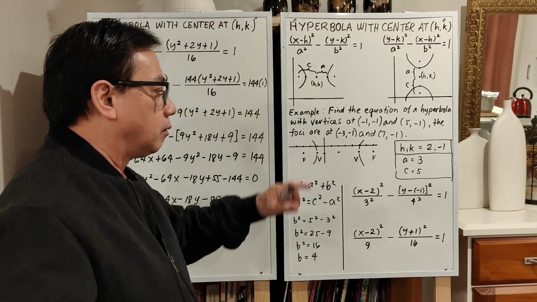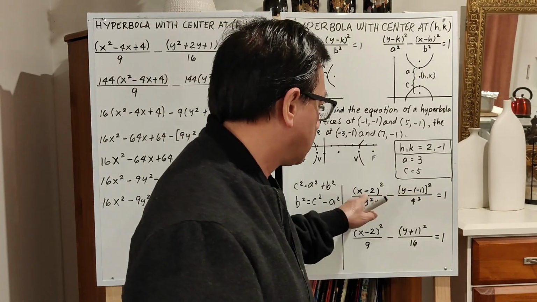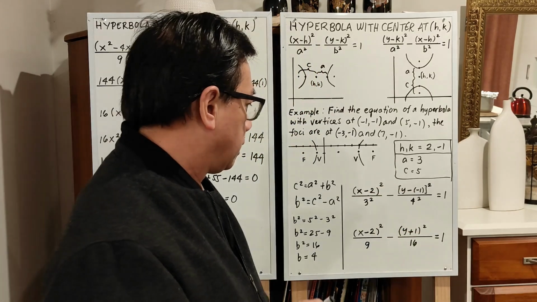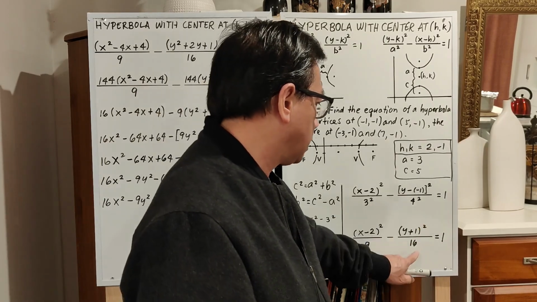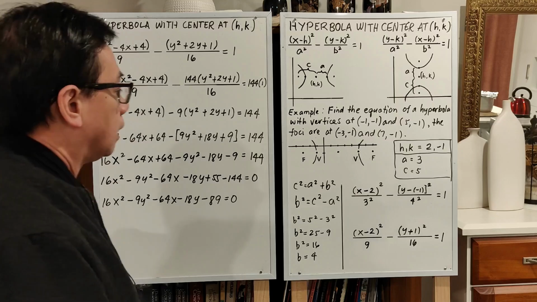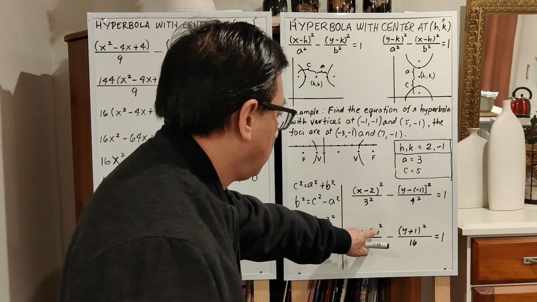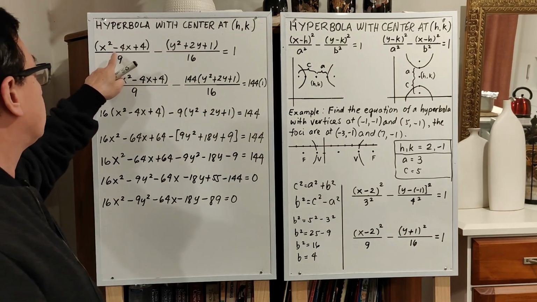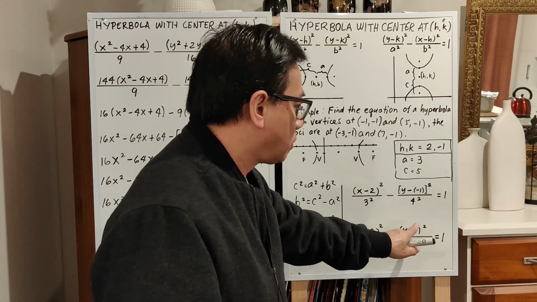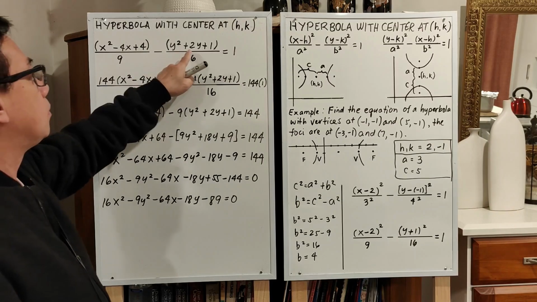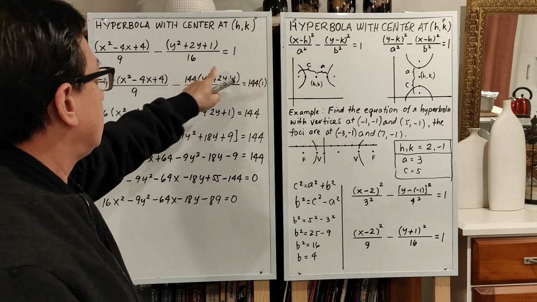Now if you want to make it into a regular equation, we can multiply these two binomials and remove the denominator. So 3 squared is equal to 9, 4 squared is equal to 16. Then we multiply this one and this one. So (x minus 2) times (x minus 2) will be x squared minus 4x plus 4. (y plus 1) times (y plus 1) is equal to y squared plus 2y plus 1. Over 9, and this is over 16, is equal to 1.